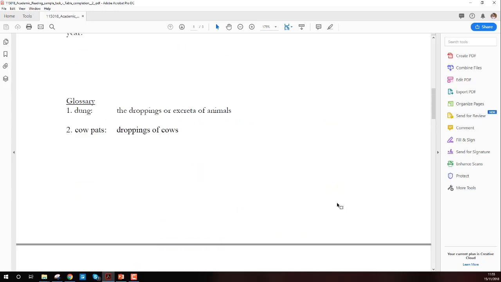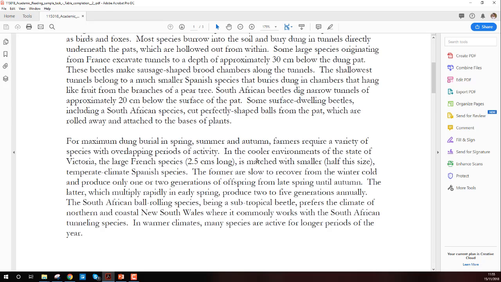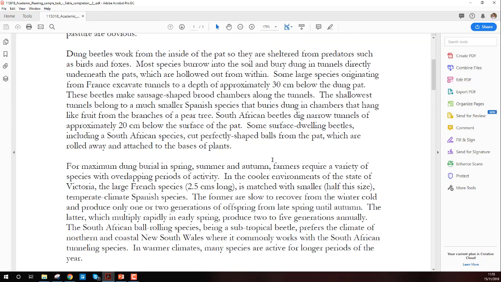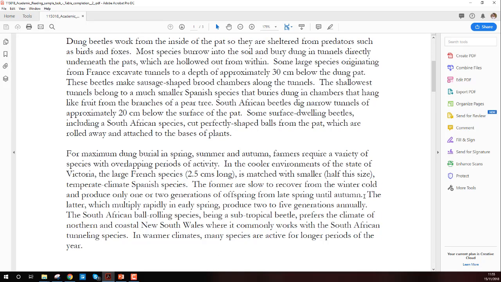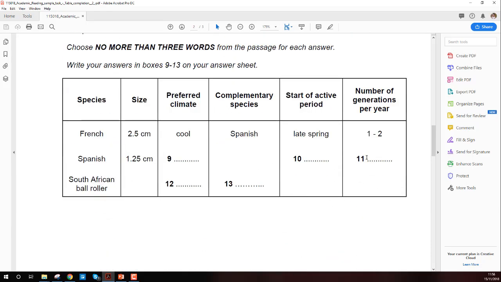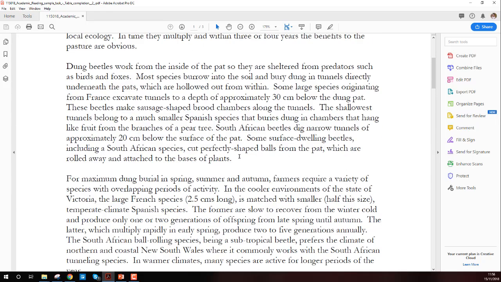So let's have a look up here again. So the latter, which multiply rapidly, produce 2 to 5 generations annually. Okay, so we're going to put that down here. 2 to 5. All right, so preferred climate, South African ball roller. So it's going to be some type of climate. And up here, they're talking about climate in this paragraph.